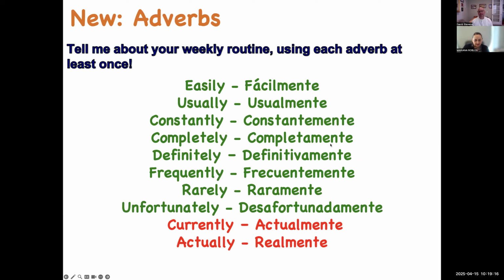All right, so let's practice. I want you to use each one of these words one time. So tell me something you can do easily. I make reports easily. Usually, I usually eat yogurt for breakfast. Constantly, I constantly eat junk food. Completely, I completed my report this morning.